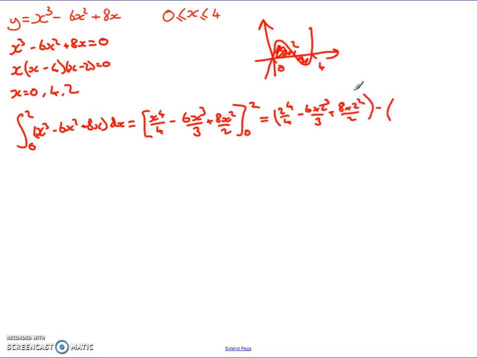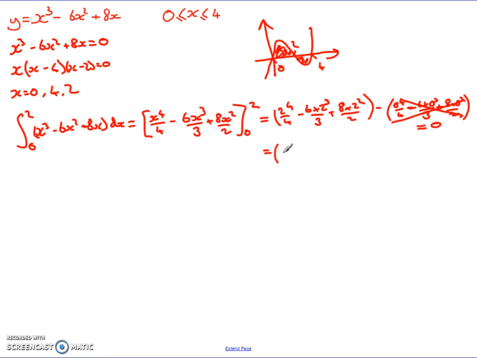It's then take away the lower limit, which is 0 to the 4 over 4, take away 6 times 0 cubed over 3, plus 8 times 0 squared over 2. Now the good thing about this last one here, everything becomes 0. So 0 to the 4 is nothing, 0 cubed is nothing, 0 squared is nothing. This one just drops out because it equals 0. So we only have to really worry about the upper limit.